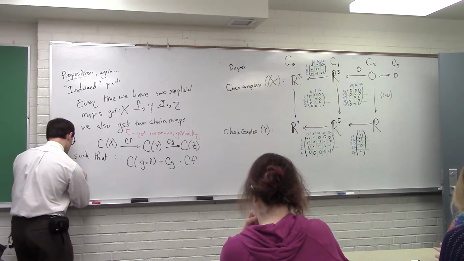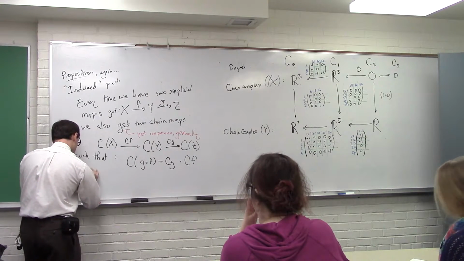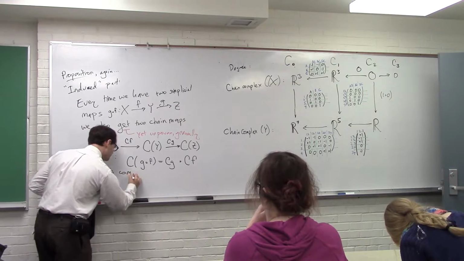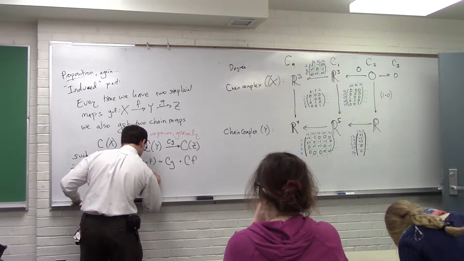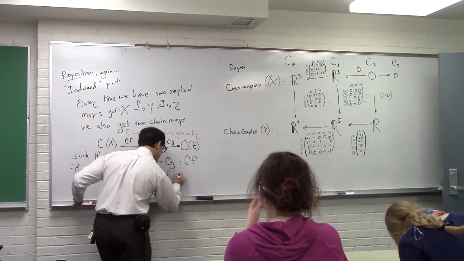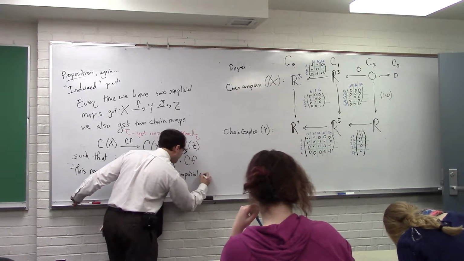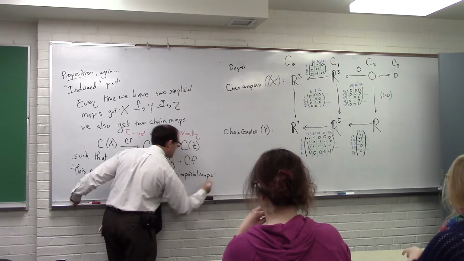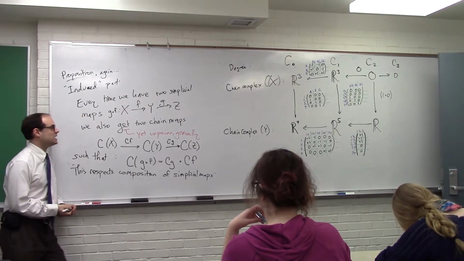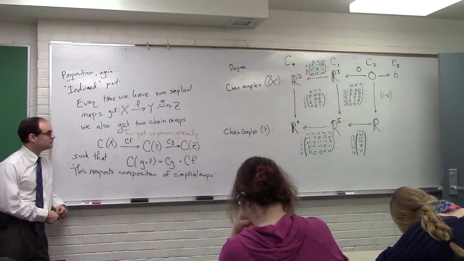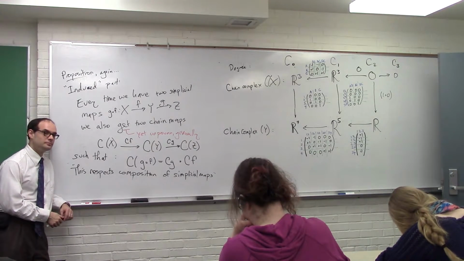So this respects composition or structure of simplicial maps. Important. What happens if I put F or G as an identity map? What should happen? Reduces to the other one?